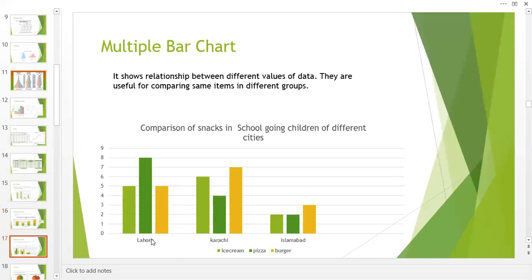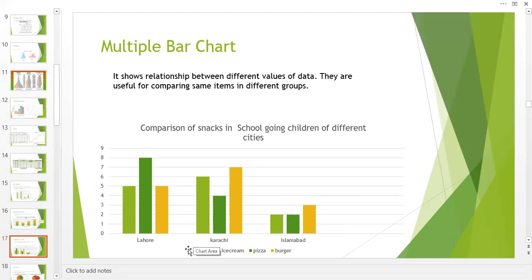So it allows us to make comparison about total and part of total. Now, multiple bar chart. It shows relationship between different values of data. They are useful for comparing same items in different groups. For example, we have done a study on comparison of snacks in school-going children of different cities. The 3 cities are Lahore, Karachi, and Islamabad. We want to know how many of them consume ice cream during their break time. So we can make comparison: 5 in Lahore, 6 in Karachi, and 2 in Islamabad.